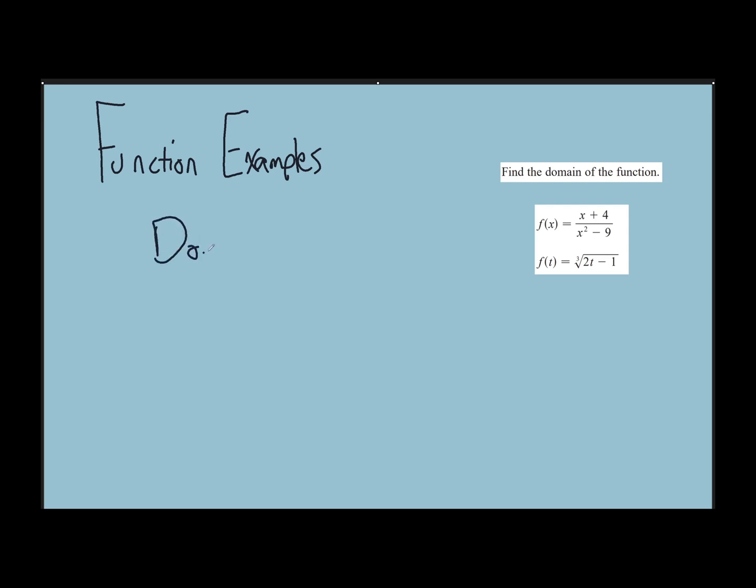When you have a domain, two things are not allowed, and I'm going to show them to you here. Something divided by 0, that's a no-no. And the square root of a negative number, that's a no-no. So I want you to keep these in mind. Those are the two rules for domain that are not allowed. Divide by zeros and square roots of negative numbers.